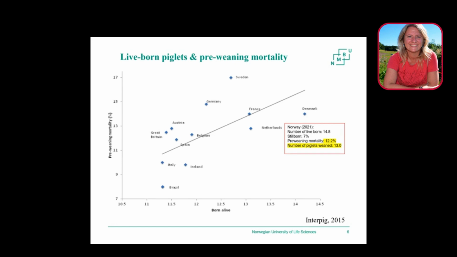But with the new genetic material, with the TN70 sow, we actually managed to wean on average 13 piglets, which is quite good. So there has been a lot of work on sow maternal traits and piglet survival.